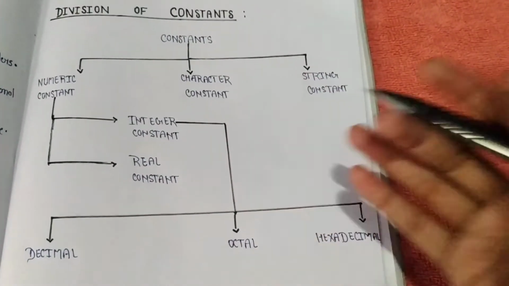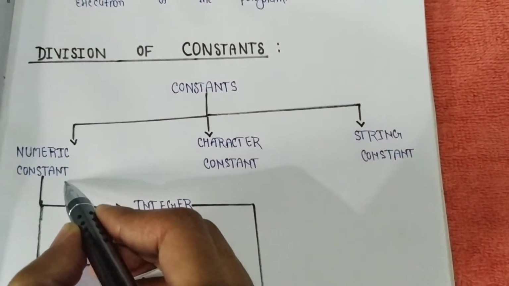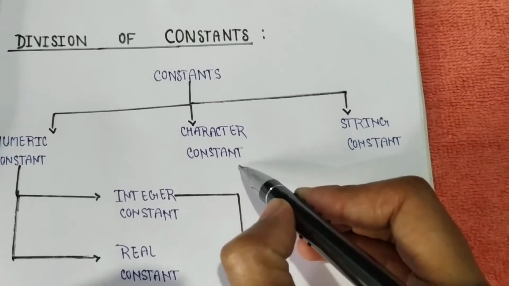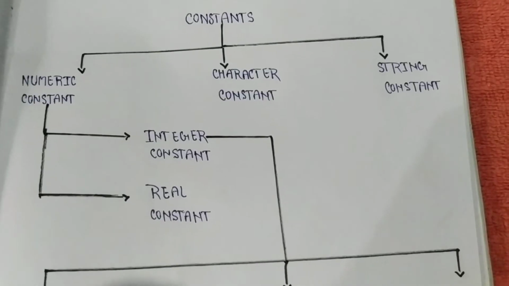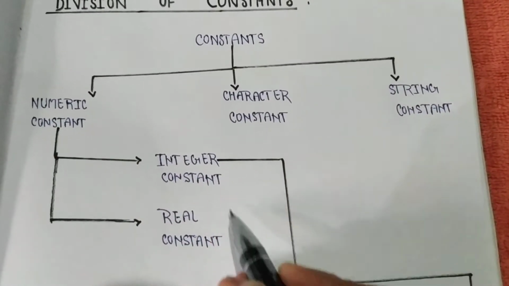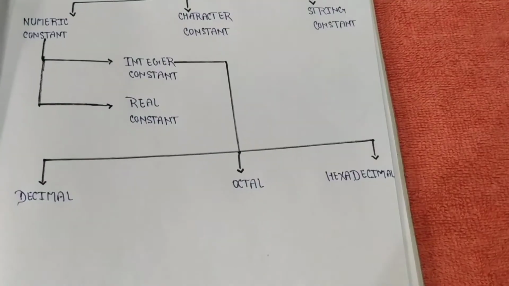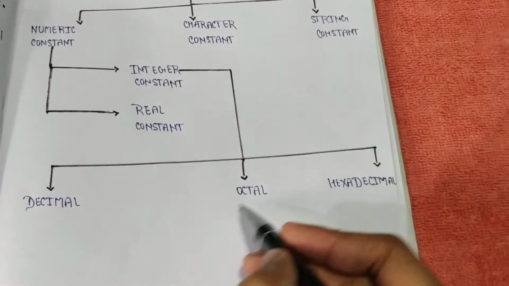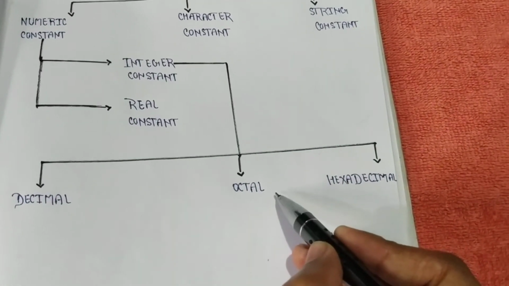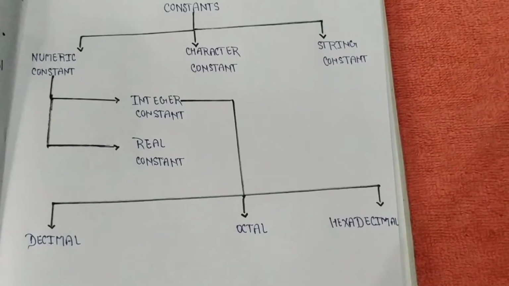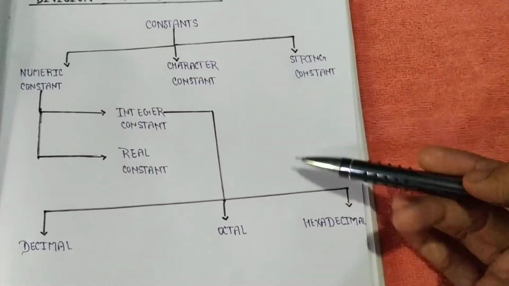So here the first one is numeric constant, the second one is character constant, the third one is string constant. There are also two parts of numeric constant: the first one is integer constant, the second one is real constant. And there are three parts of integer constant: the first one is decimal, the second is octal, and the third is hexadecimal. So let's see a short discussion about these parts of constants.